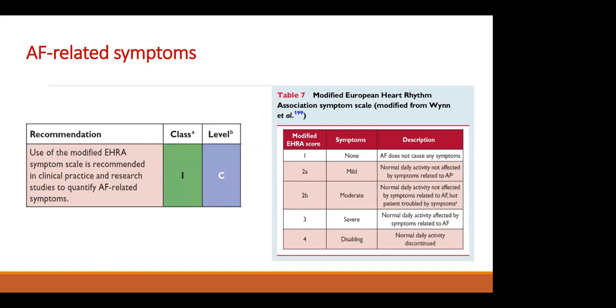either with score 1 if he's asymptomatic, 2A if there are mild symptoms not affecting his normal daily activity, 2B if it's just moderate symptoms, not affecting his normal daily activity, but he has some symptoms troubling his life, 3 if his normal daily activities started to be affected, with severe symptoms, and score 4 if the symptoms are disabling and lead to discontinuation of his normal daily activity.